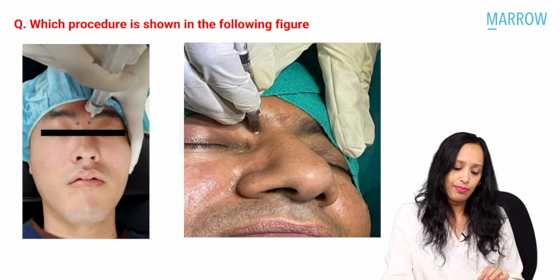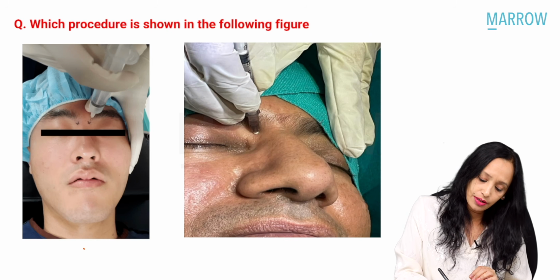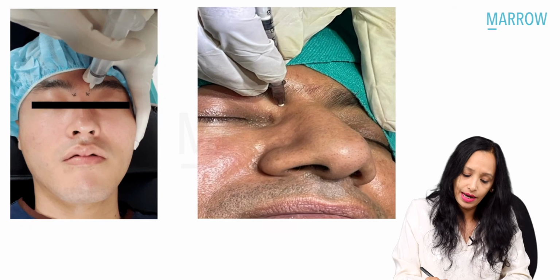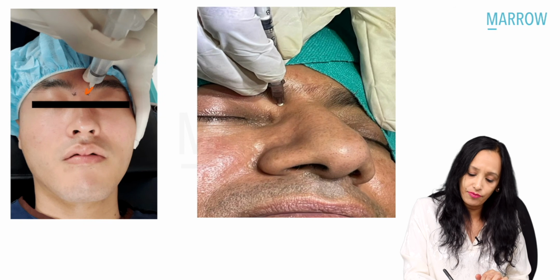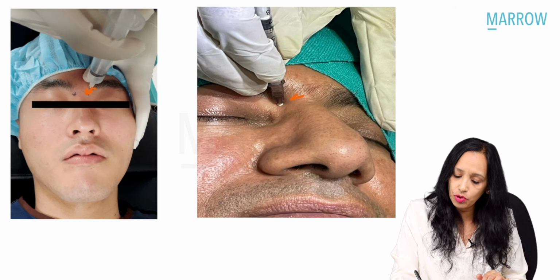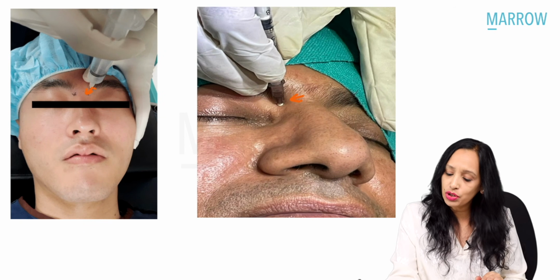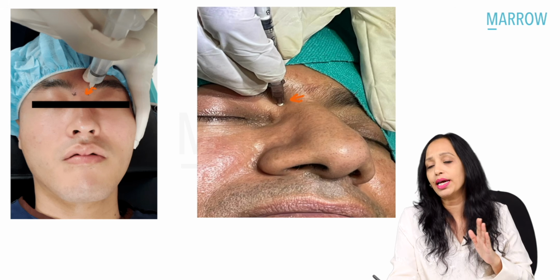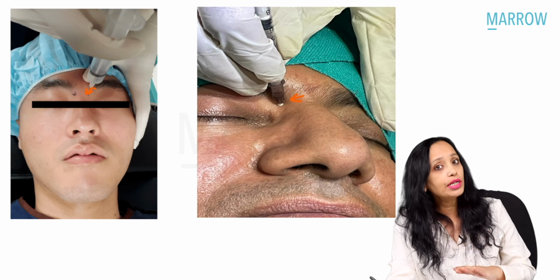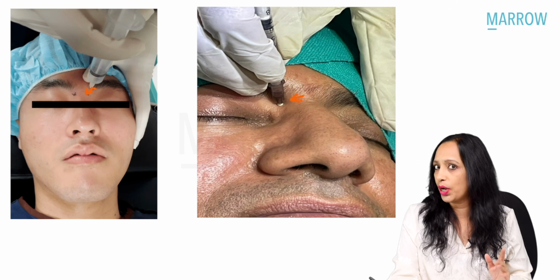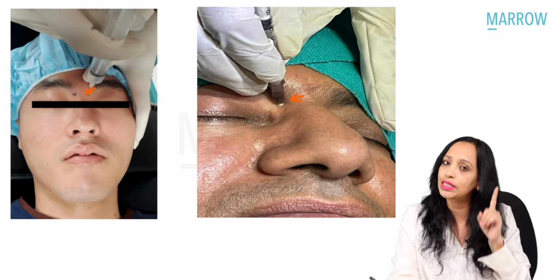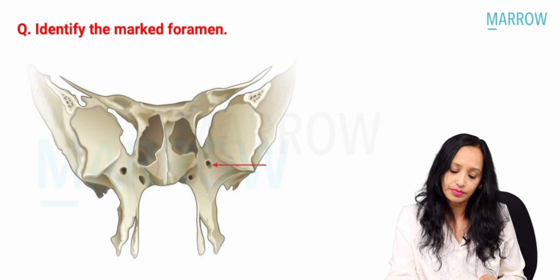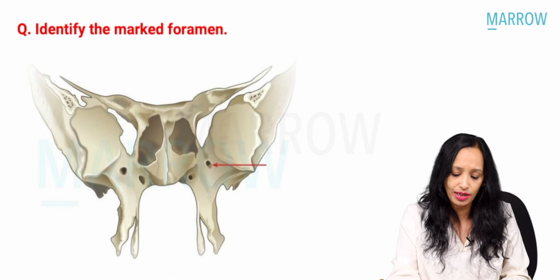So now can you tell me which procedure is shown in the first? Yes, see carefully. This is the infratrochlear block, and in the second it is a little more lateral. That is the nasociliary. If nasociliary is not there in the choice, we will mark anterior ethmoidal. If both anterior ethmoidal and nasociliary are in the choice, the better answer will be nasociliary. Yes, again another question from last year.